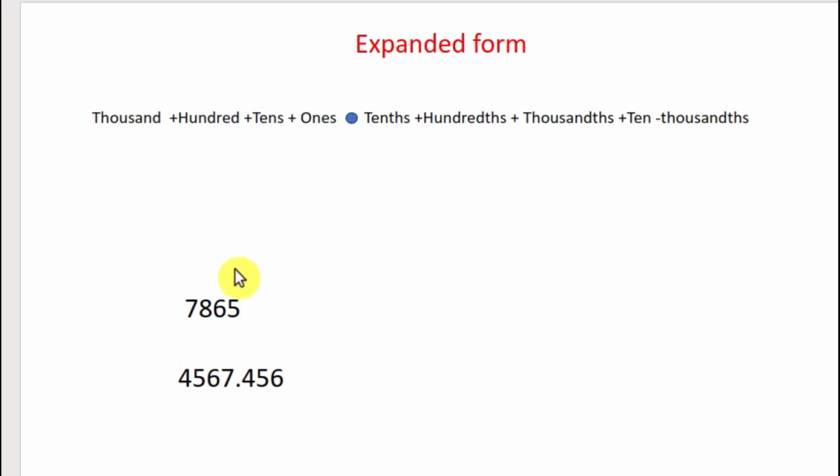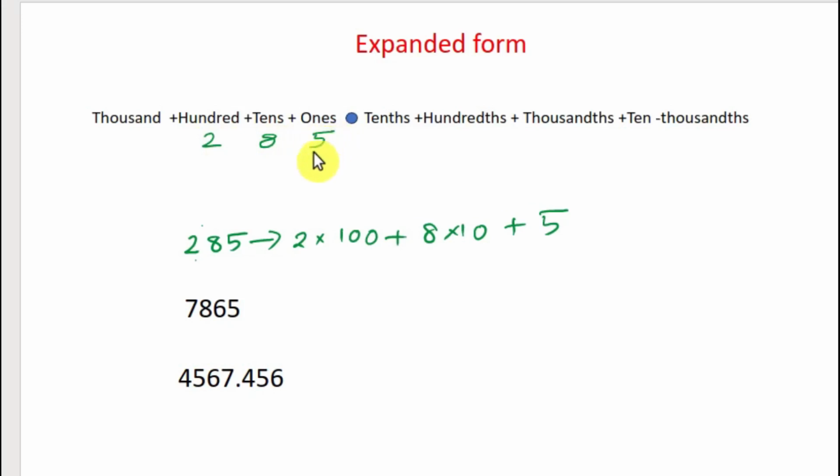Next, expanded form. We all know how to expand a number. For example, I have written 285. How to expand the number? 2 into 100 plus 8 into 10 plus 5. Here, 200, 8 tens, 5 ones. Shall I write this in the chart? 200, 8 tens, 5 ones.